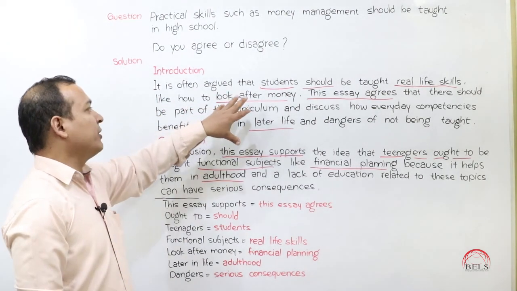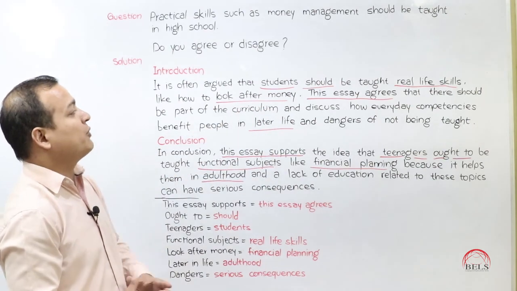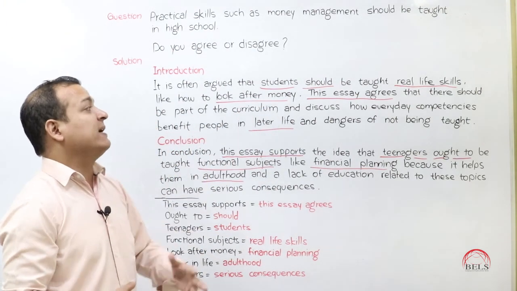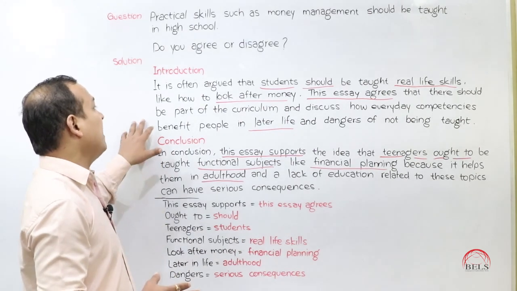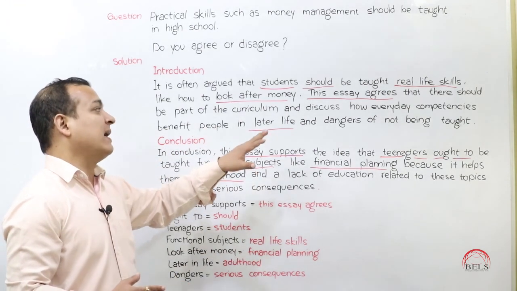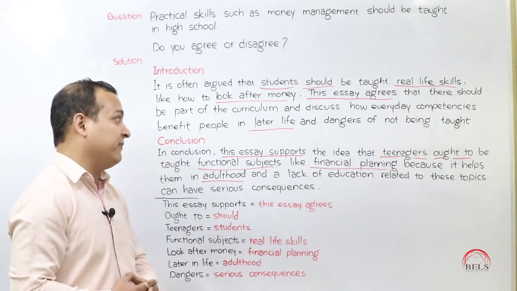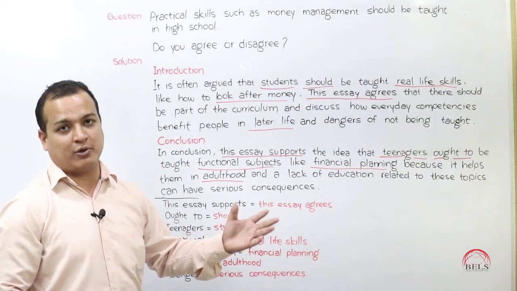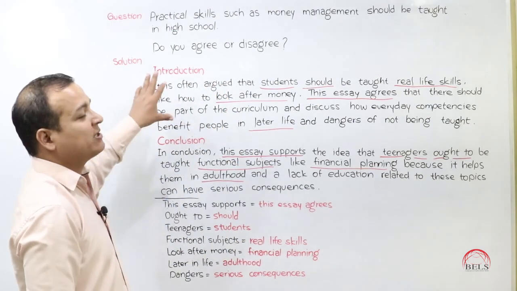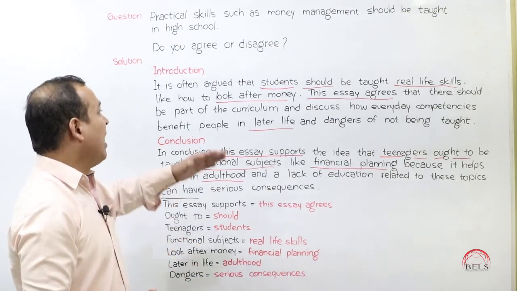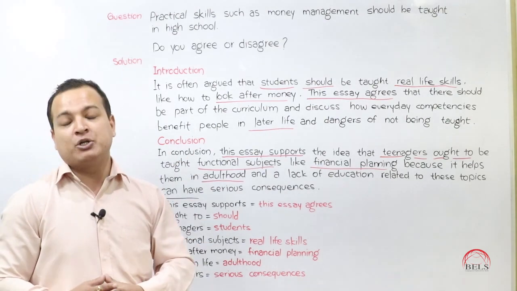It is often argued that students should be taught real life skills like how to look after money. This essay agrees that there should be a part of the curriculum and discusses how everyday competencies benefit people in later life and the dangers of not being taught. So clearly this is the background facts of the topic and what this essay will do. You have explained it here. Now how should your conclusion part look?